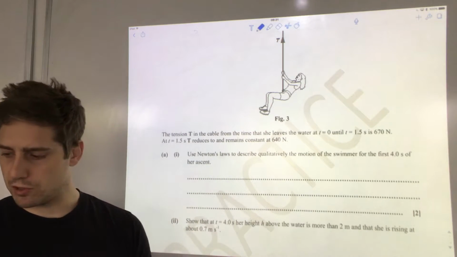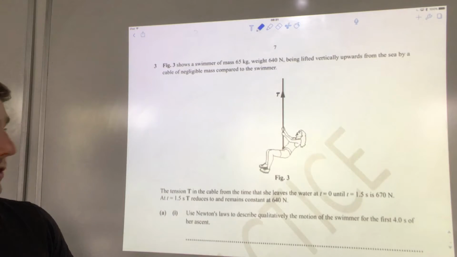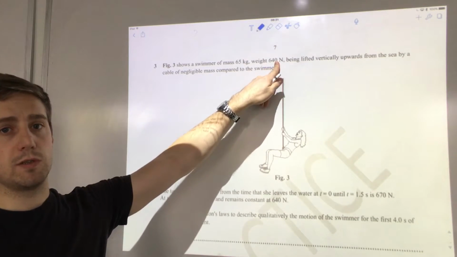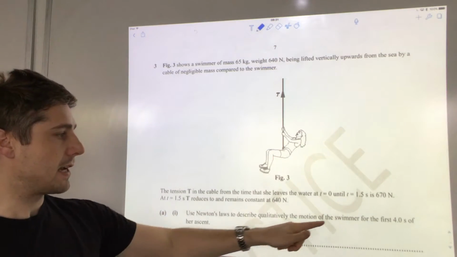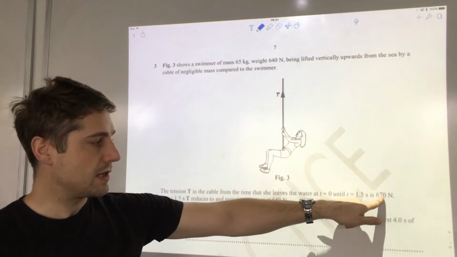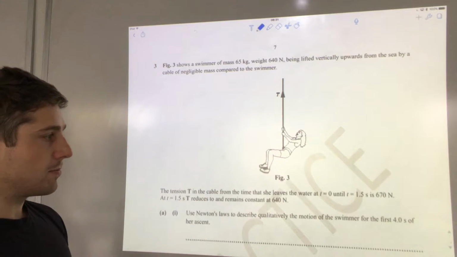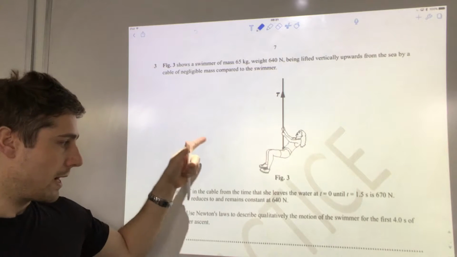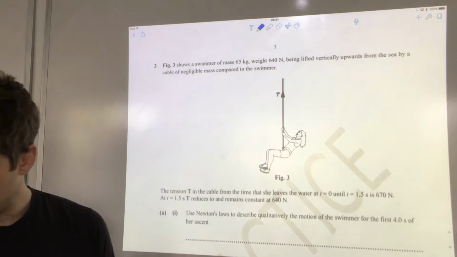As we're reading that, we should be remembering that she's got a weight of 640 newtons. So immediately we can tell that the tension is bigger than the weight for the first 1.5 seconds, and then it equals the weight after that.